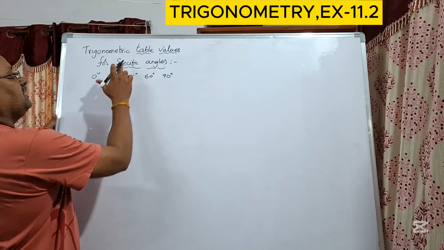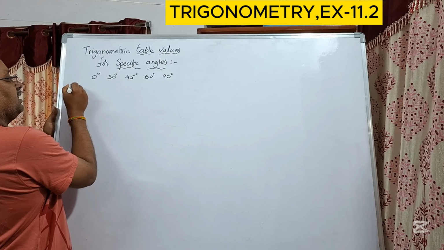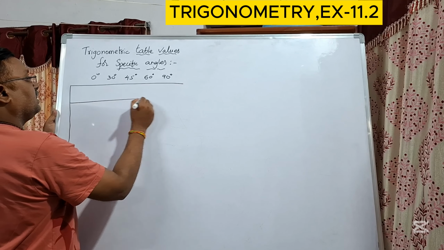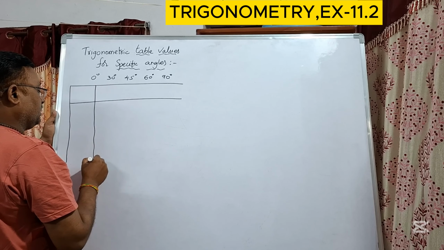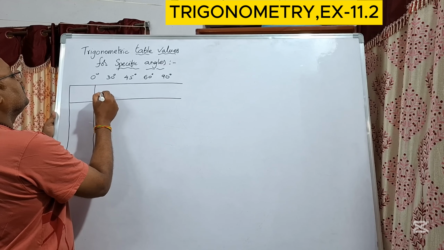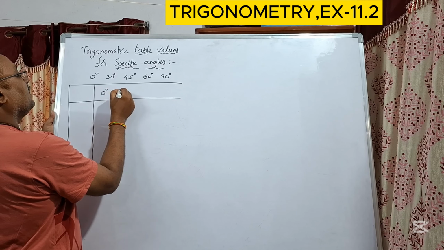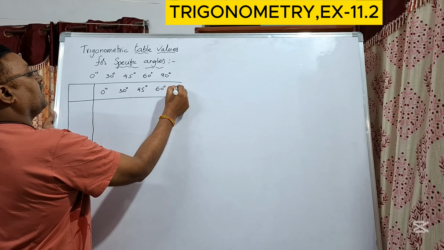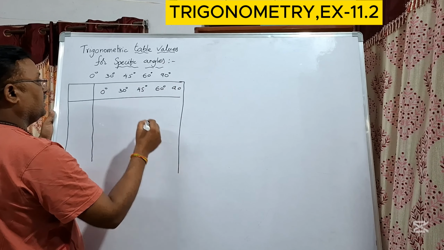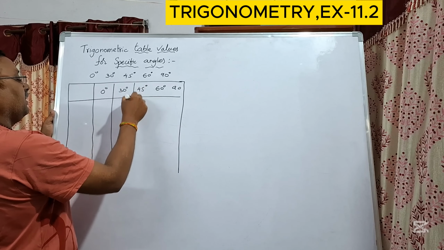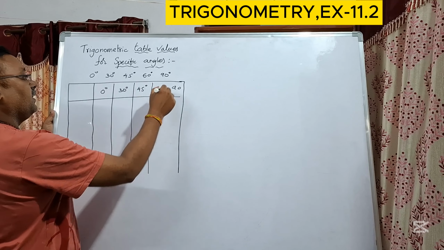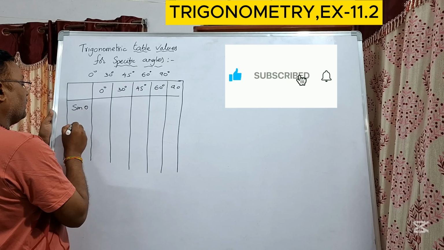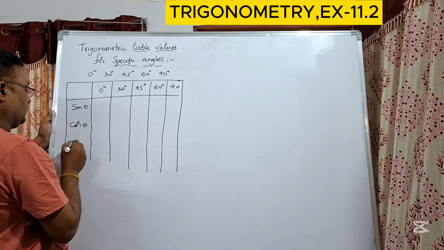So what is the table for these specific angles? I am directly telling the concept. Proofs are also available in the textbooks, but from the examination point of view, proofs are not that important. So I am taking specific angles 0 degrees, 30 degrees, 45 degrees, 60 degrees, and 90 degrees, for the trigonometric ratios sin theta, cos theta, and tan theta.